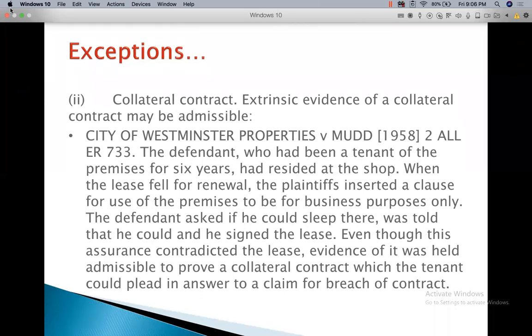Now, the defendant asked a question: if he could sleep there, and the property owner, the plaintiff, told him that he could sleep there. So this lessee, or tenant, or the defendant, relying upon the assurance of the property owner that he could also sleep there, went ahead to sign the new lease.